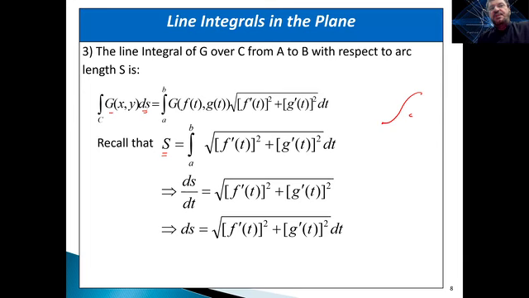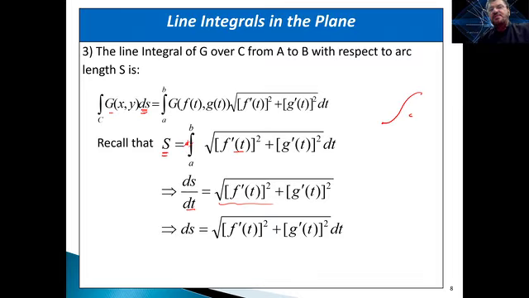Now, for ds, I'm going to notice here that s is a function of t, right? So I'm going to differentiate with respect to t. Remember, when you differentiate this integral, what's going to happen here? The integration is going to cancel the integral, and I'm going to end up with what's inside the integral.